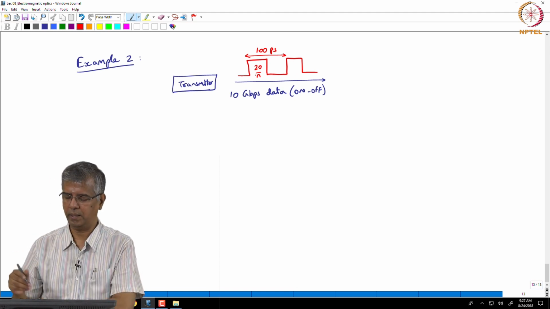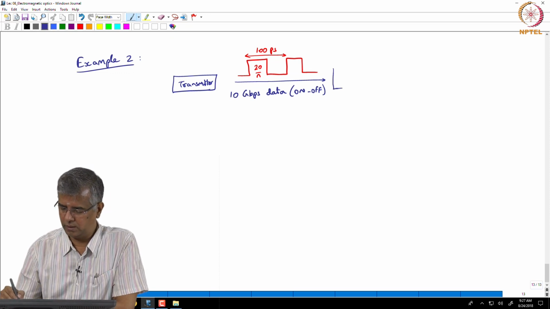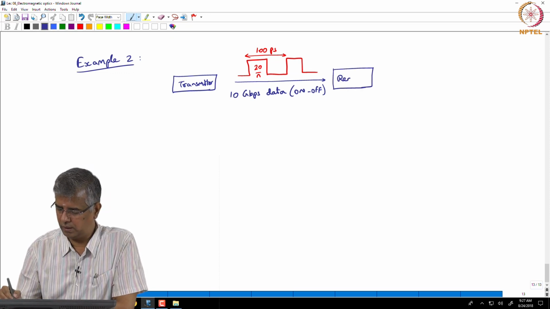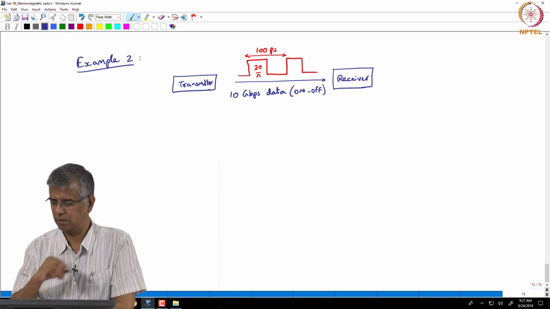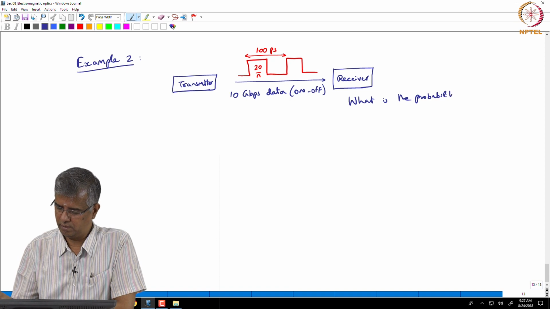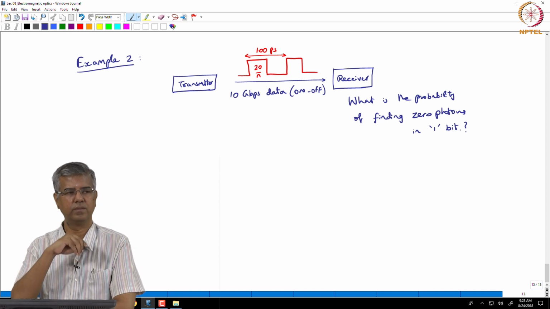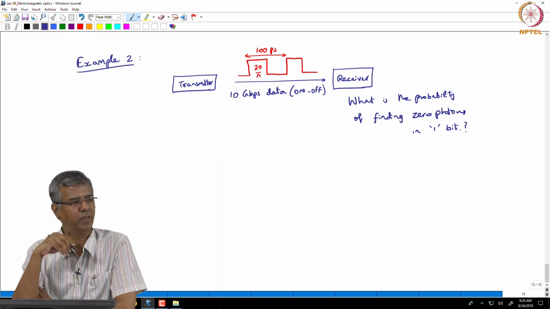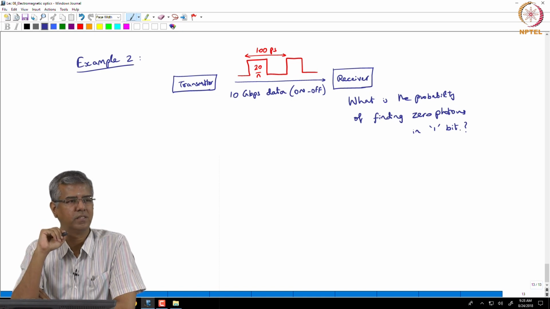So, that is what you have transmitted, and what you are asked to do is, in your receiver, what is the probability of finding 0 photons in a 1 bit. Why are we interested in finding that? Well, obviously, if you detect only 0 photons in a 1 bit, then that corresponds to an error.